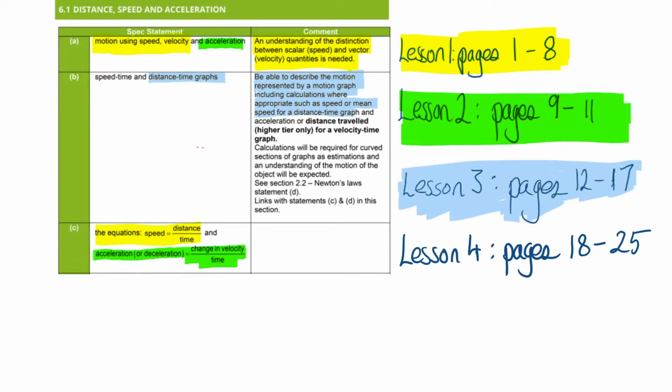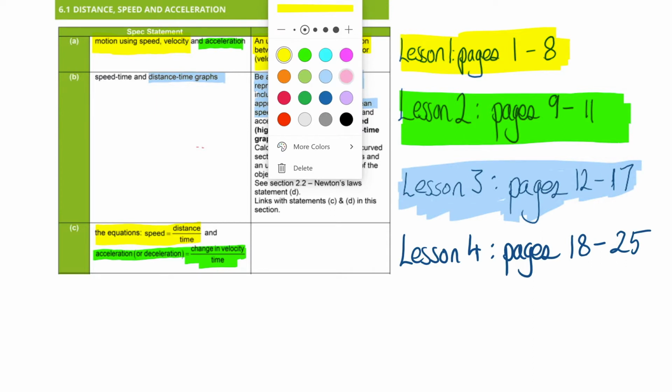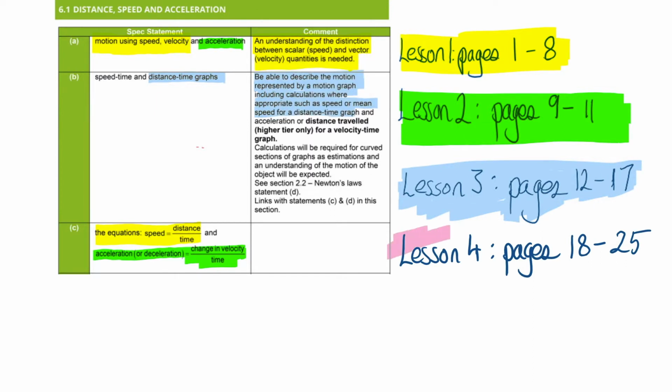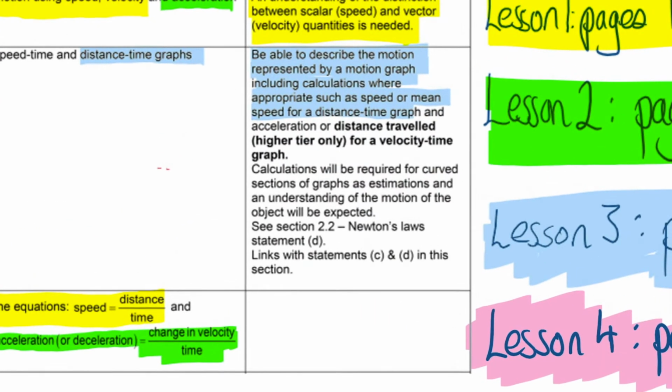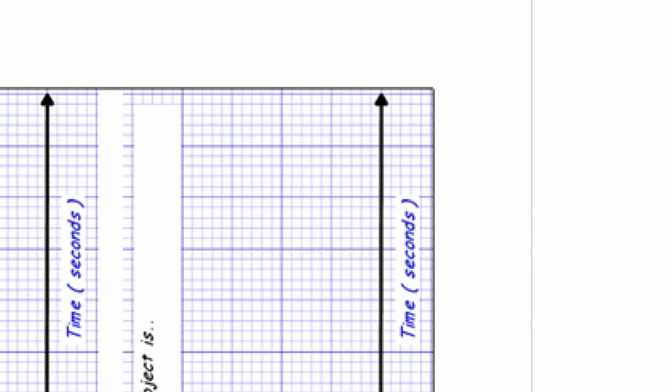In lesson 4, we're going to be looking at speed time graphs. Speed time graphs, similar to distance time graphs, but quite different. And we're going to learn about that in a moment. Okay, so what we're covering here is be able to describe the motion of speed time or velocity time graphs and calculate the acceleration on the velocity time graphs. Higher tier only need to be able to calculate the distance travelled from the velocity time graph. Let's get to it then.